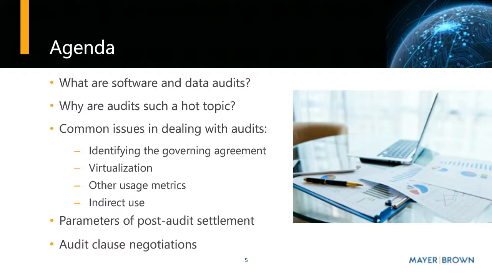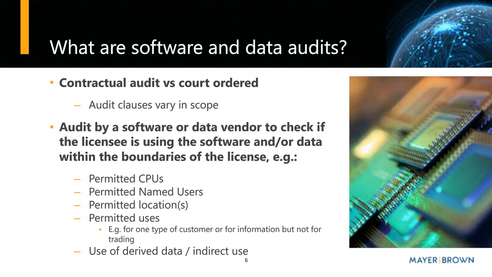So, starting with what are software and data audits. We see two types of those audits. The first is a court-ordered audit, where in connection with a lawsuit as an element of equitable relief, a vendor might get the right to conduct an audit ordered by the court. We're going to talk today more about the second type of audit, which is a contractual audit, an audit that the vendor has the right to conduct by virtue of an audit clause in a governing agreement between that vendor and its software data licensee.